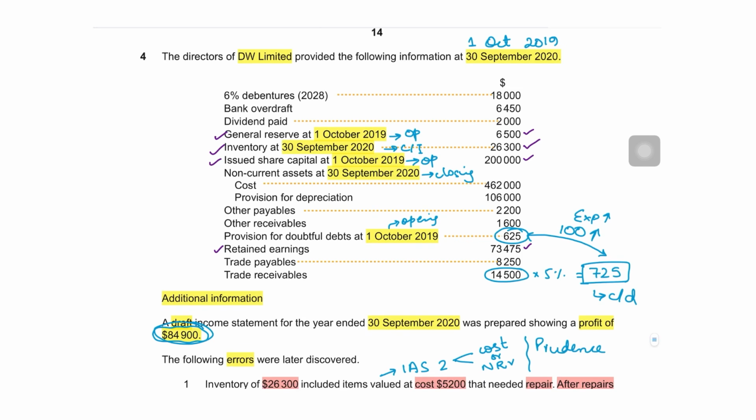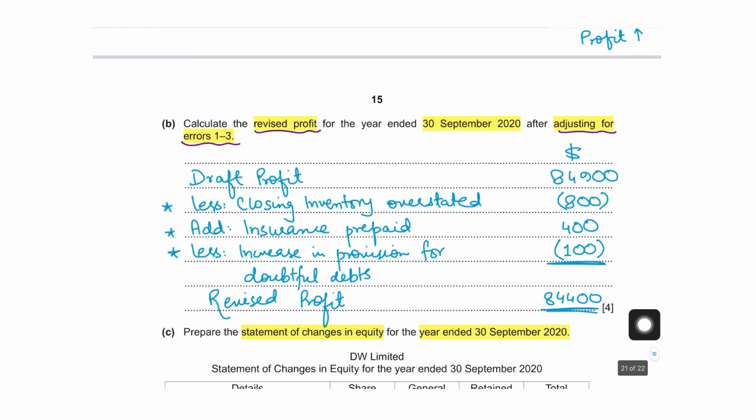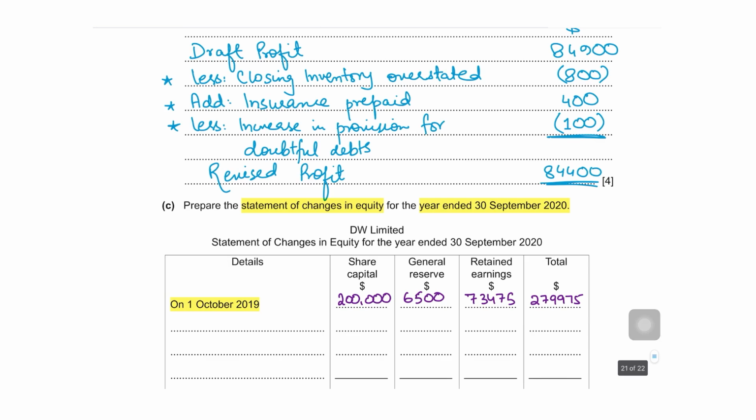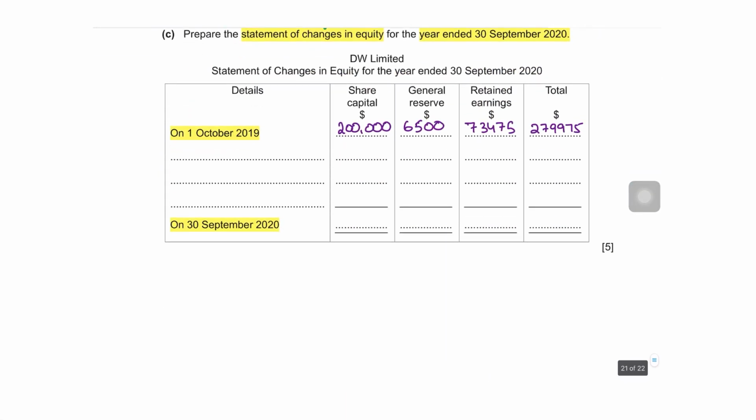So let's begin with the adjustments. In this question we have 3 types of adjustments that will be done in statement of changes in equity. There are dividends paid amounting to 2,000 will be subtracted from retained earnings. Then we have profit for the year, revised profit, which we have calculated in part B, that will be added in the retained earnings 84,400. And lastly we were also given the transfers to general reserves 5,000, which will be added in general reserves and will be subtracted from retained earnings.